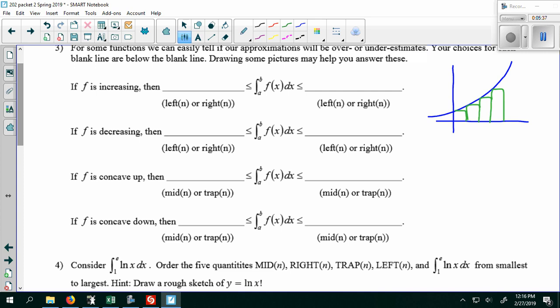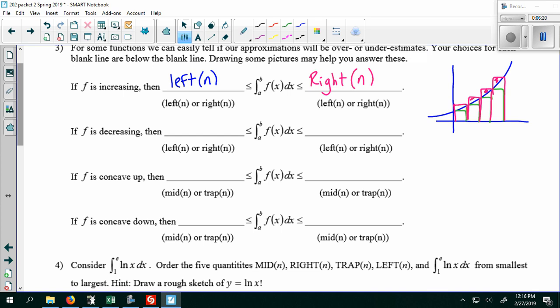Which means that when you take left n, it's always going to be an underestimate of the exact area under the curve. There are little bits that I'm leaving out. So left n is always going to be less than the exact value of the integral. And right n, right rectangles are going to look like this, which means I'm creating an overestimate because those rectangles all have a little chunk that's above the curve. So right n is always greater than the exact value of the integral.